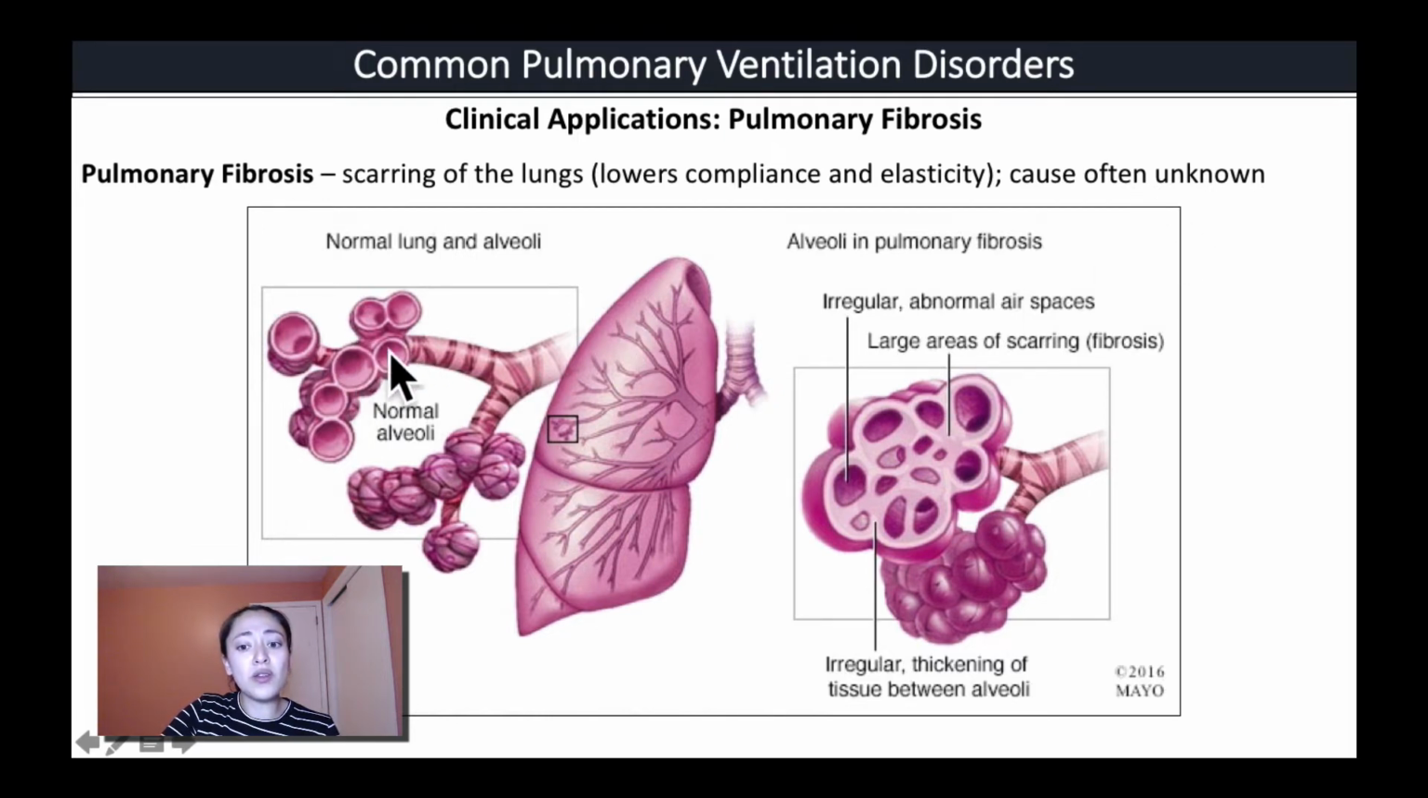So here would be the normal alveoli. They have a very thin wall to them, whereas somebody suffering from fibrosis would have thickening of their alveolar walls, and it would become very stiff. So this lowers both compliance and elasticity of the lungs. The lungs can't expand easily, and they have a very difficult time recoiling.